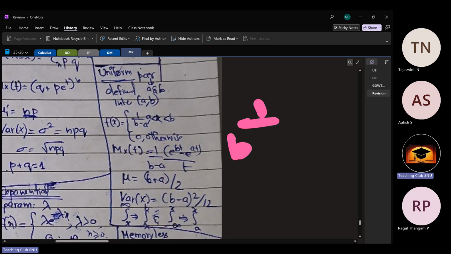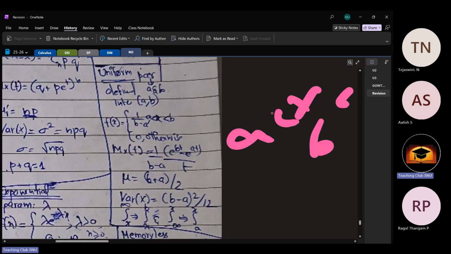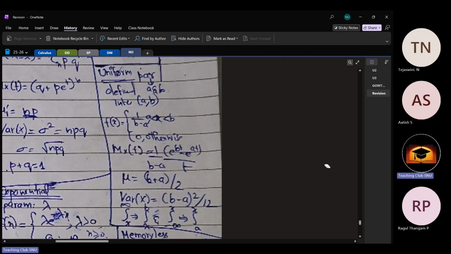1 by B minus A, whenever it is lying from A to B. Understand this, right? Only when it lies from A to B, the probability is given by 1 by B minus A. Otherwise, it is defined as 0.